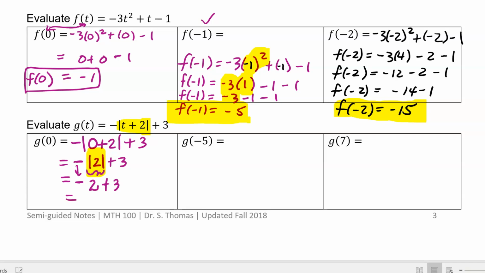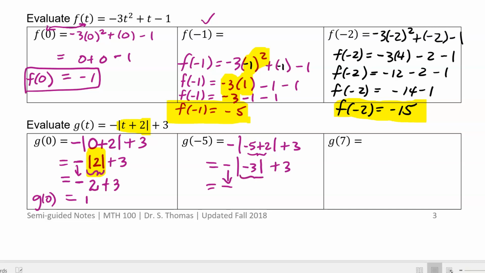So negative 2 plus 3 is 1. So g of 0 equals 1 here. Let's try g of negative 5. We have negative absolute value of negative 5 plus 2, close absolute value, plus 3. So that is negative absolute value of negative 5 plus 2 on the inside. So we're working our way on the inside. That's negative 3 on the inside of the absolute value sign. But we put down our negative from the outside.